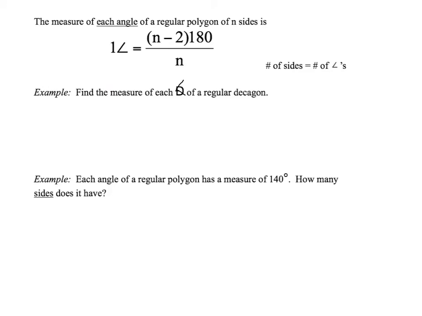Alright, so now if I ask you to find the measure of each triangle, not the whole thing, not all of them together, not the sum, but each triangle, you're going to take that sum formula and then divide it by that number of sides to find each individual one.